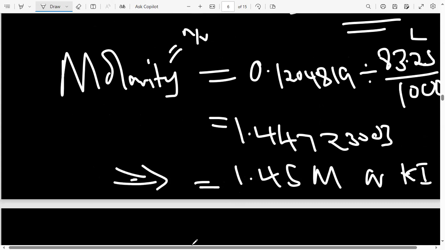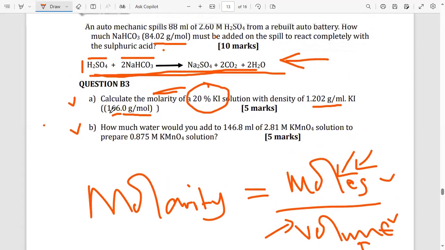Okay, so we go step by step. All right, and then let's look at the last question now, for section B. They're saying, how much water would you add to 146.8 milliliters of 2.81 molar potassium permanganate solution to prepare 0.875 molar potassium permanganate solution.